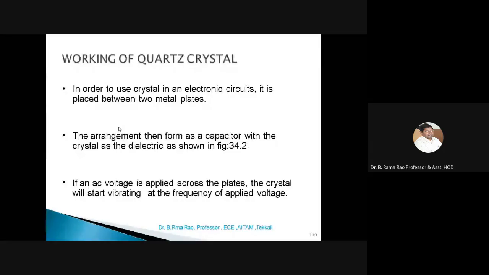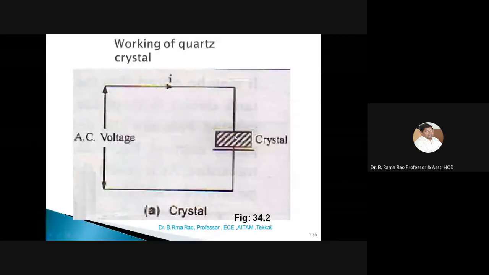Then there are two different methods of cutting the crystal wafer. Here the cutting of the crystal wafer is very, very important. So we are going to cut this quartz material or Rochelle salt material or tourmaline stone material like a wafer. Okay, so this is very, very important. Got my point?